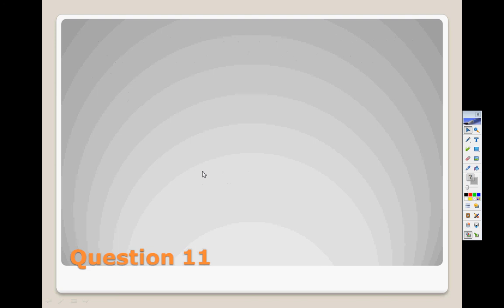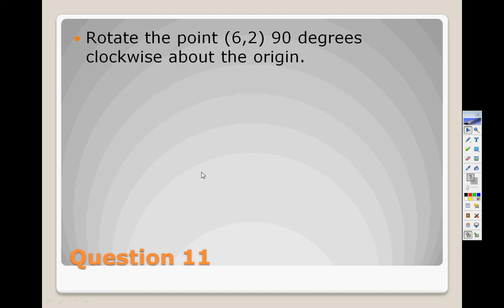Question 11. Rotate the point 6, 2, 90 degrees clockwise about the origin. Pause. And the answer is 2, negative 6. You rotate it from quadrant 1 down to quadrant 4, where the points will switch, and it's a positive, negative. And that whole section, it's going to be positive and negative down that section. So it's 2, negative 6. Remember, we talked about rotating the paper to figure that out.